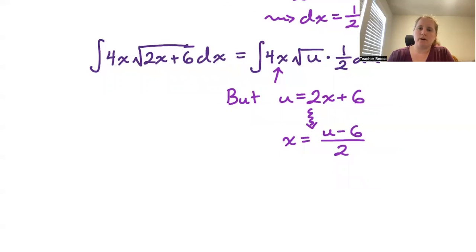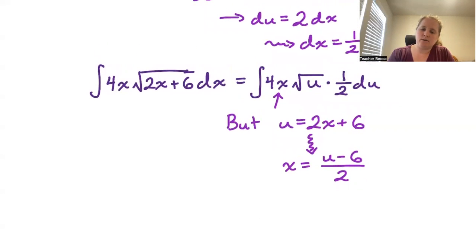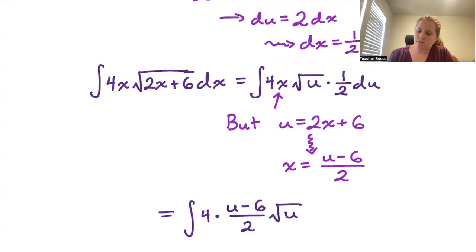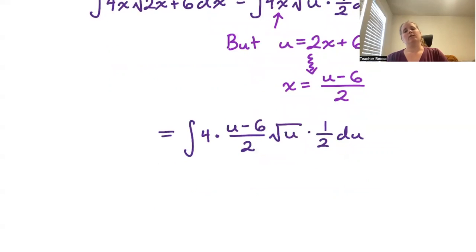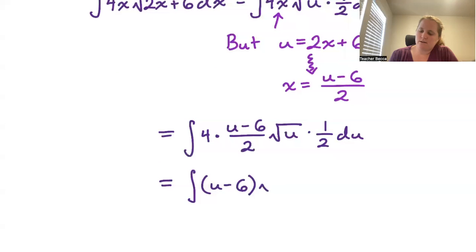And so we can go ahead and again substitute in. Our integral becomes the integral of 4 times u minus 6 divided by 2 times the square root of u times 1/2 du. That 1/2 and the u minus 6 divided by 2, those two divisions by 2 cancel out our 4. We are just left with the integral of u minus 6 times the square root of u du.